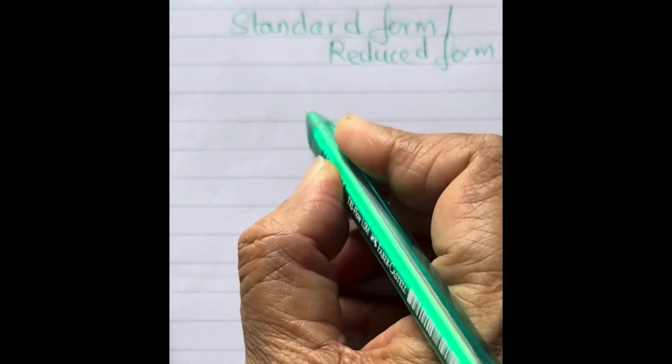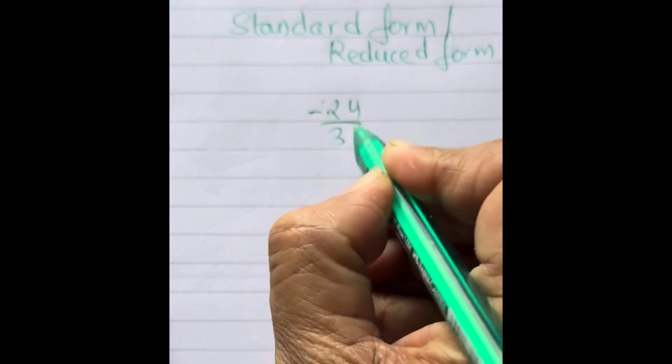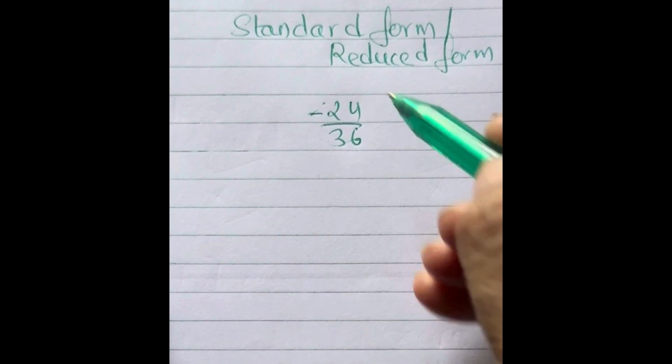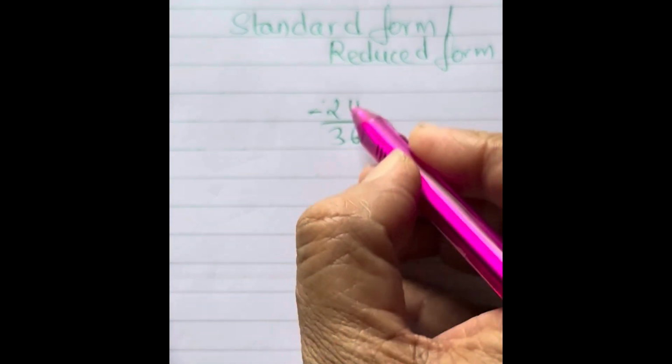Now this is another important question. Standard form or reduced form. So you may be asked to find the standard form or reduced form of any given fractional number or rational number, like suppose it is minus 24 upon 36. So standard form or reduced form means you should cancel the numbers till you get a reduced form where there is no common factor left between the numerator and the denominator. Right? So we will reduce it.